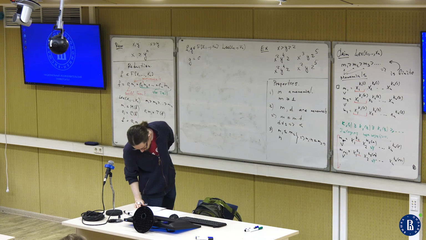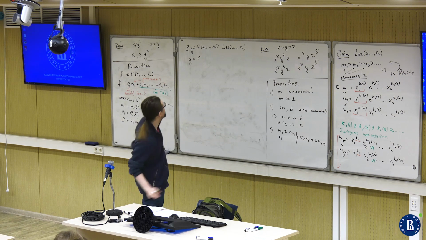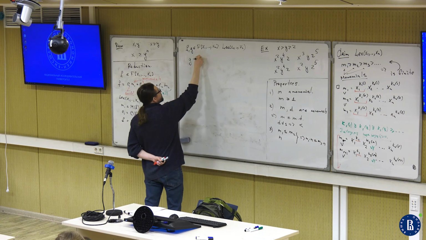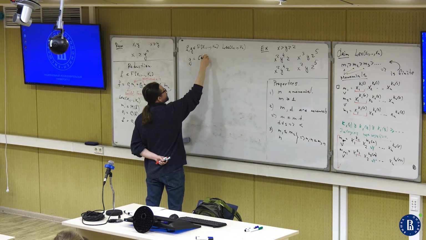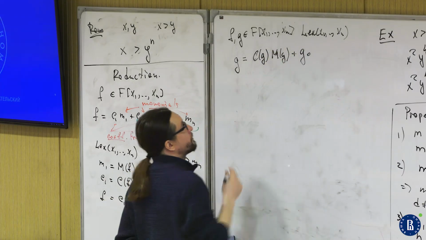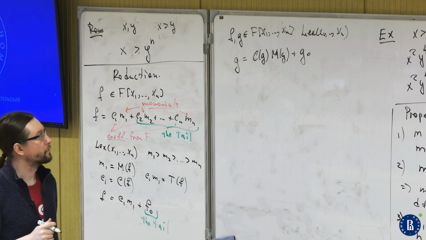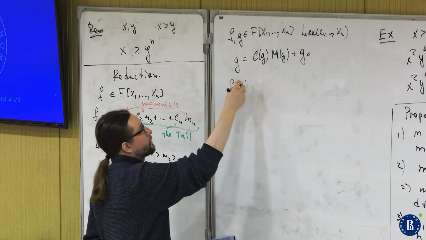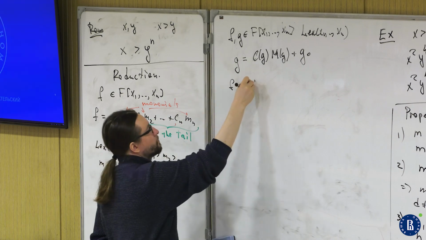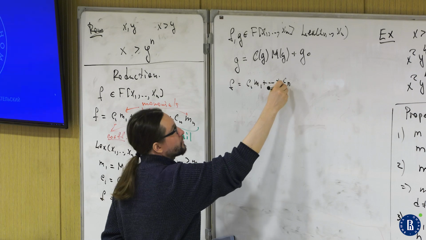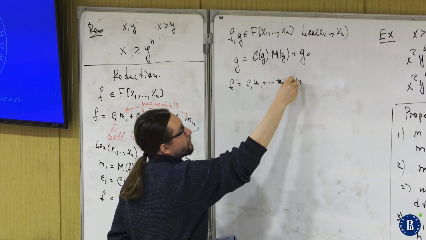which notation do I use here? I use this one. So it's the highest coefficient, the highest monomial, plus the tail of the polynomial g. Now, f is in this form: the sum of terms c_k m_k.